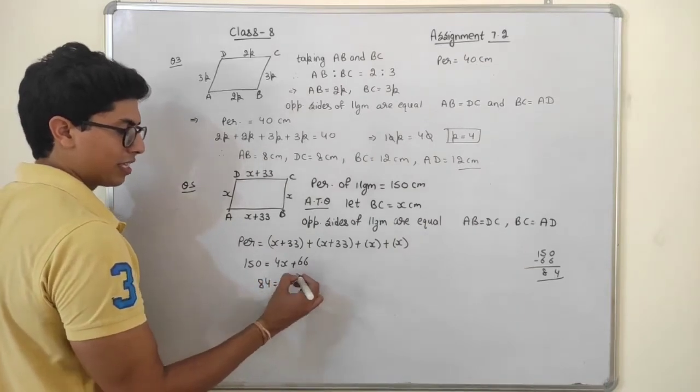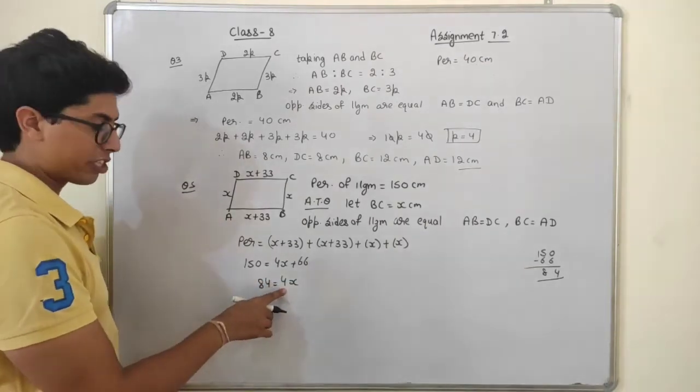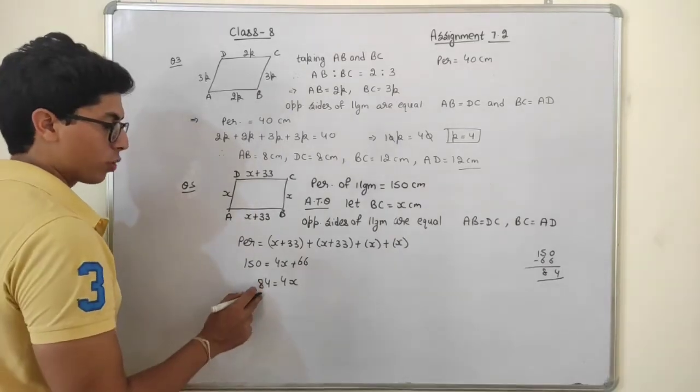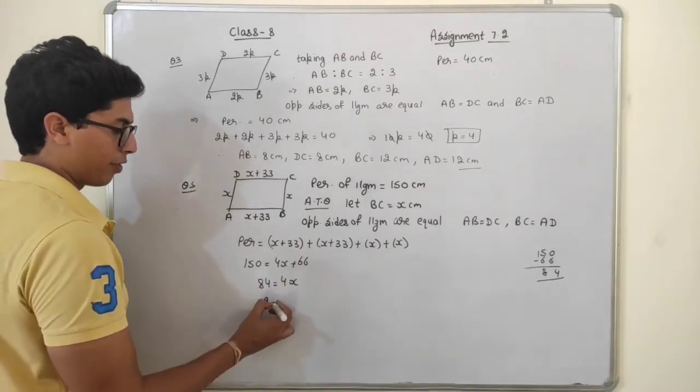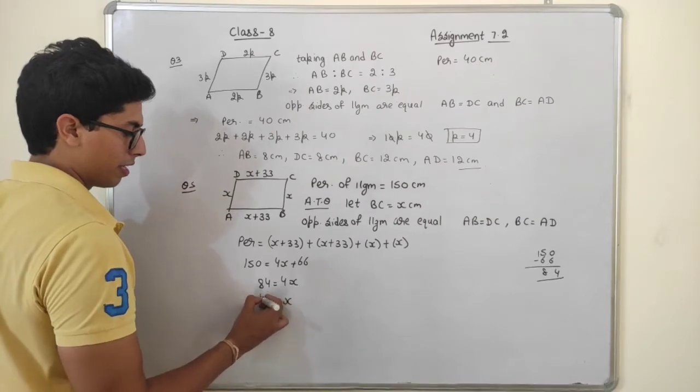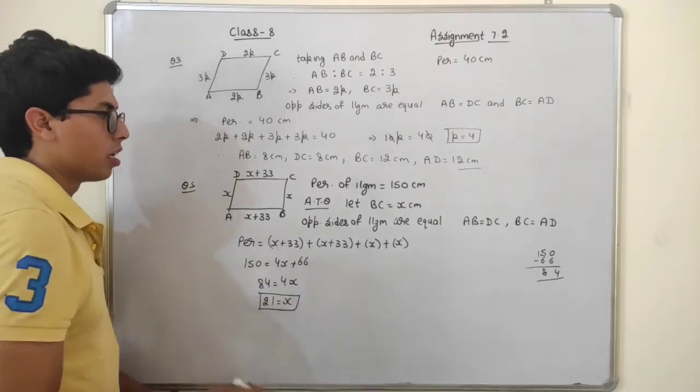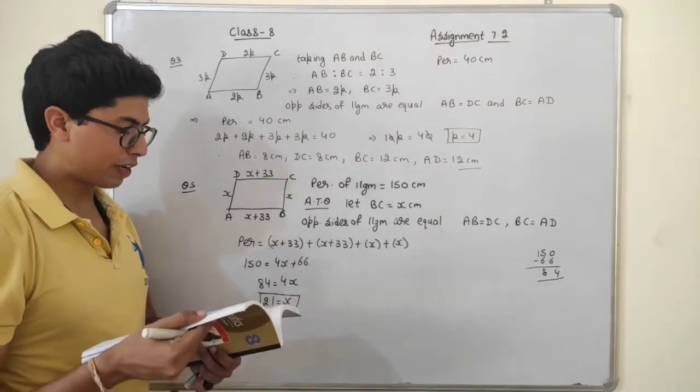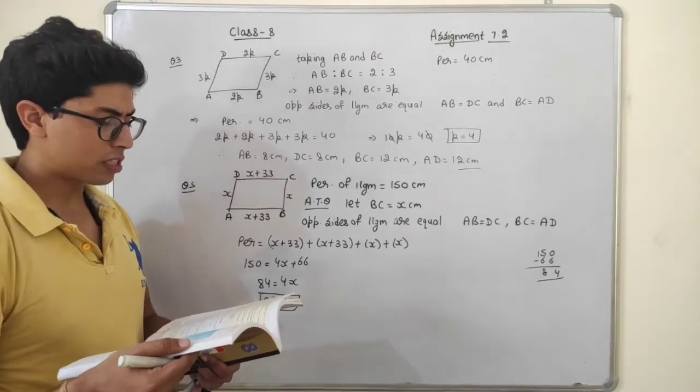Now 4x as it is. Now 4 is in multiplication; when it goes here, it will be division. So 84 divided by 4 will be 21. So x will be 21. Okay. Now, students, in the question what do we have to find out? Find the length of the sides of the parallelogram.